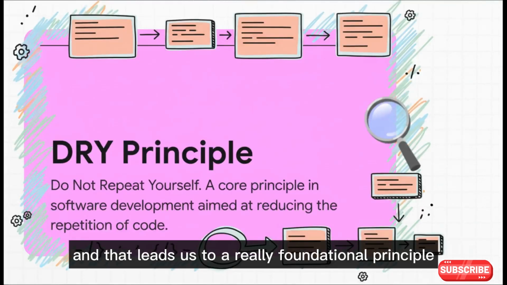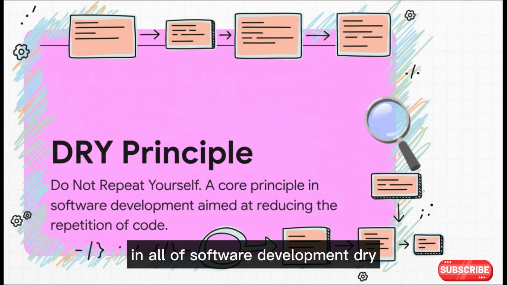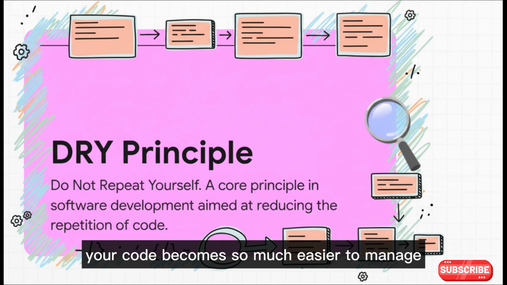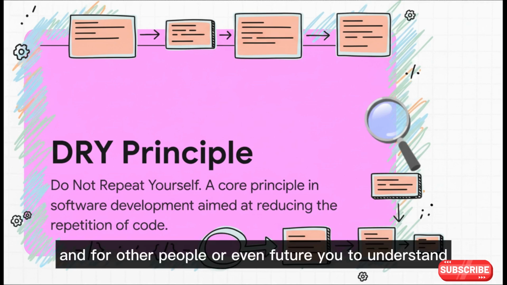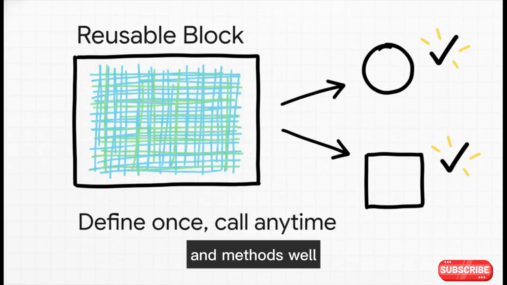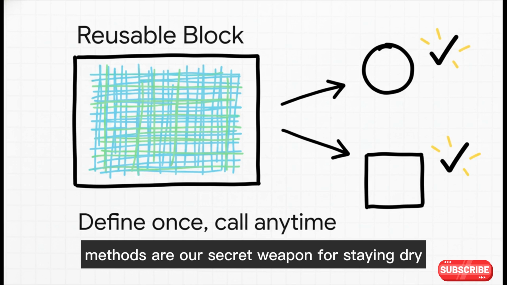And that leads us to a really foundational principle in all of software development, DRY. It stands for do not repeat yourself. The idea is simple, but it's so powerful. It means that any single piece of logic should live in one and only one place in your code. When you stick to this, your code becomes so much easier to manage, to fix, and for other people or even future you to understand. And methods? Well, methods are our secret weapon for staying DRY.